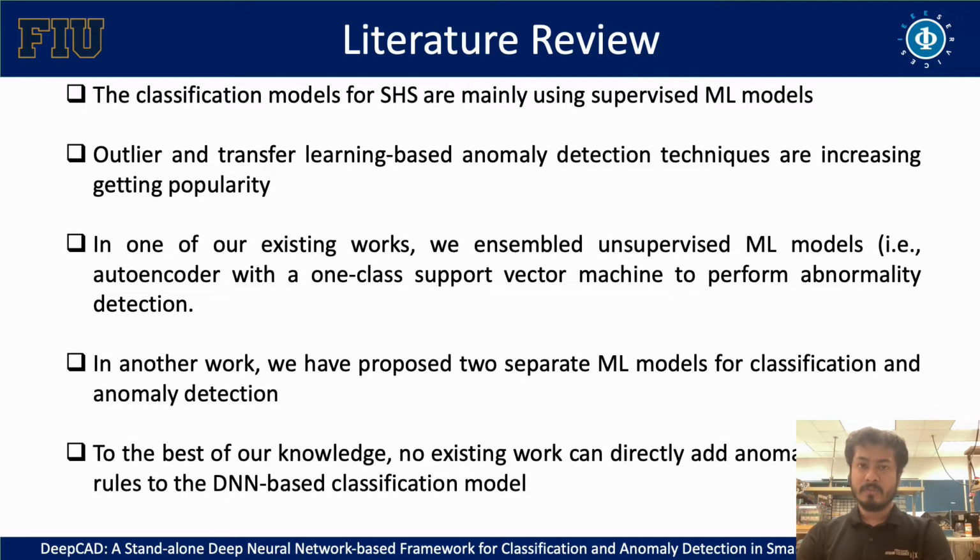However, the incorporation of two separate models adds latency to the control decision making, which is critical for safety-critical cyber-physical systems like smart healthcare systems. So to the best of our knowledge, no existing work can directly add anomaly detection rules to deep neural network based classification models. Although there are some frameworks like DeepCTRL that can add rules, their rule addition follows a very specific pattern, and anomaly detection rules cannot be directly added using those approaches.